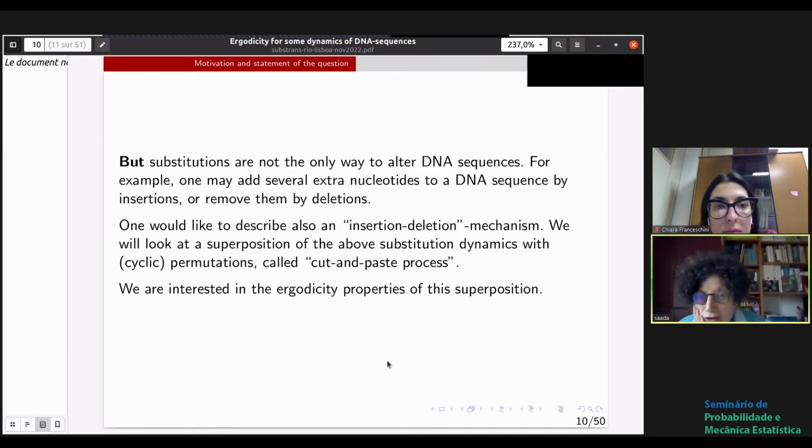But what we are interested in is the fact that we don't have only substitution in the DNA, there are also insertion and deletion of nucleotides. So we wanted to model this. It's a little complicated to do insertion and deletion put together. So we did something which is at the same time insertion and deletion, and we modeled it by cyclic permutations, and we call this a cut and paste process. And this is also something that exists in the biological literature. And so we are interested in the ergodicity of the superposition of substitution and cut and paste.